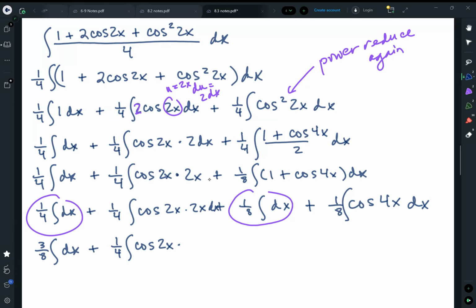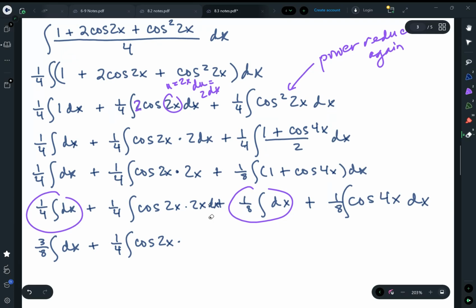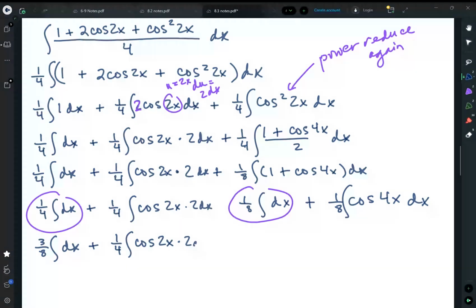Oops, forgot that dx. Oh, it wasn't a 2x, it's a 2dx. I bet that was driving you guys crazy. So let's go ahead and fix that. All right, so let's see, 2dx, 2dx.